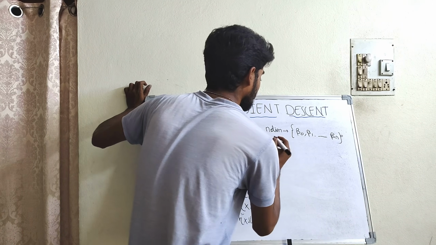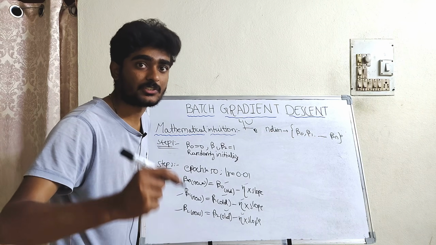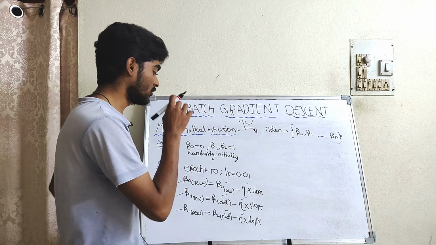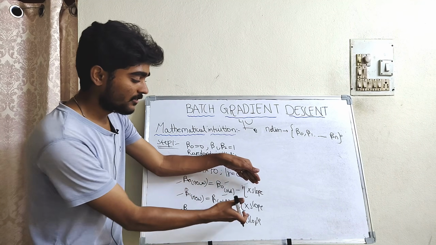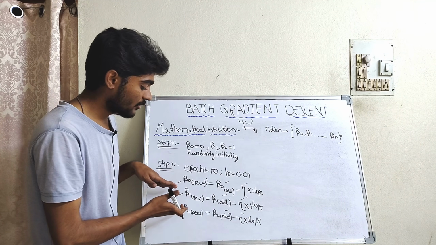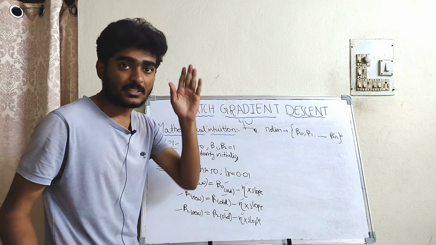To calculate the slope, we do the partial differentiation of the loss function with respect to the parameters. To calculate the slopes, that is the missing term, and get the new values of beta naught, beta 1 and beta 2, we partially differentiate.